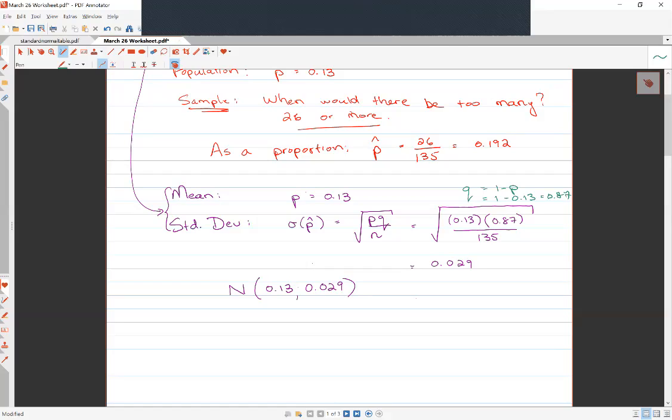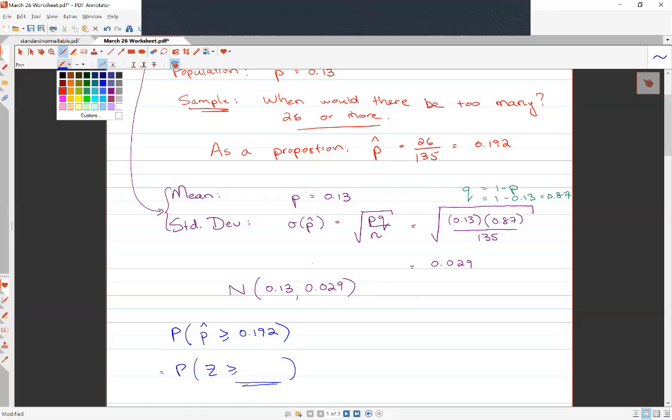So we now want to calculate what the probability is, and I'm using a capital P here for probability. What the probability is that p hat is at least 0.192, because that's when I'm going to have a problem, if my sample proportion is 0.192 or larger. But I want to express this in terms of a z-score. I want to figure out what the equivalent is as a z-score.